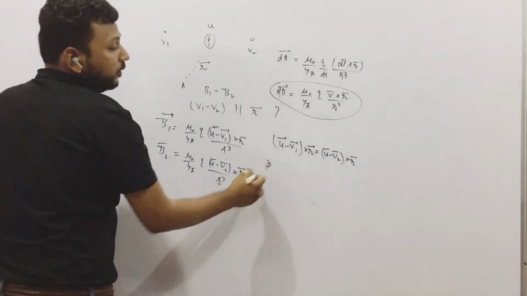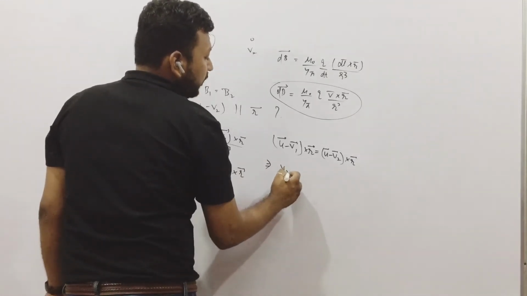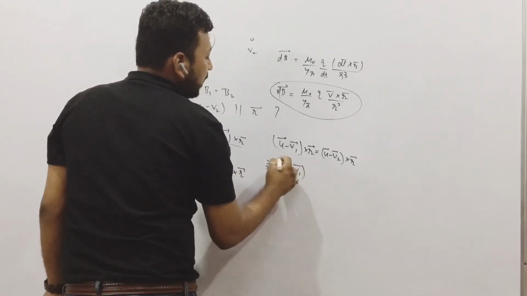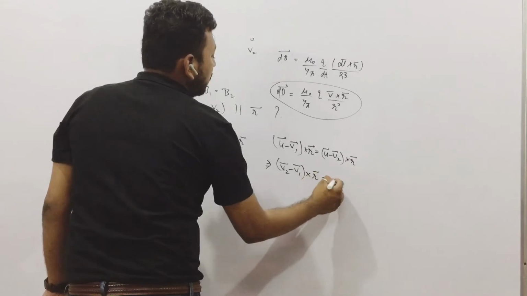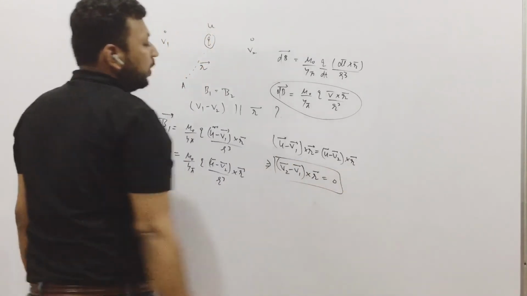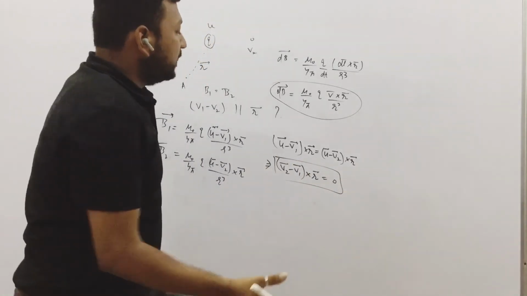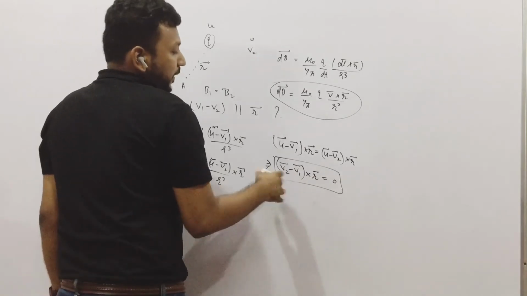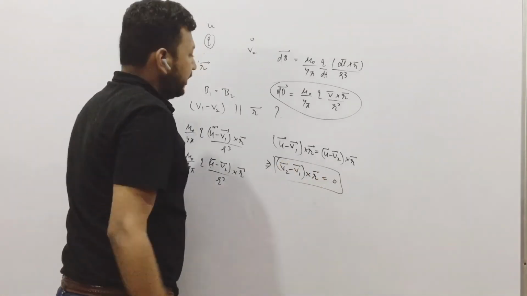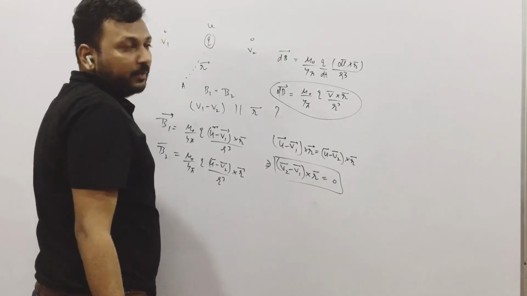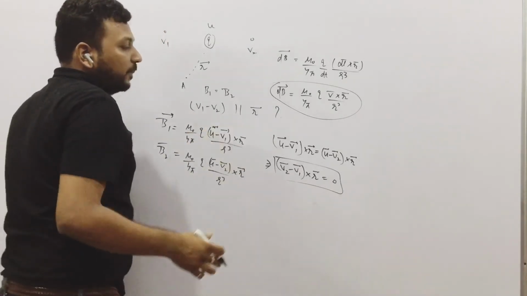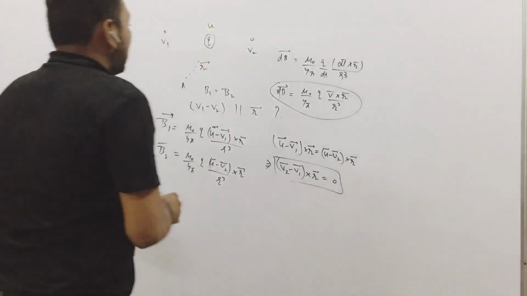It will go here, you will get cancelled. So what will we get? v2 minus v1 cross r is equal to 0. Now this cross product is 0. Cross product is 0 means that v2 minus v1 is parallel to r. v1 minus v2 or v2 minus v1, it is the same thing, right? Because we are considering the parallel situation only. So this statement is correct.